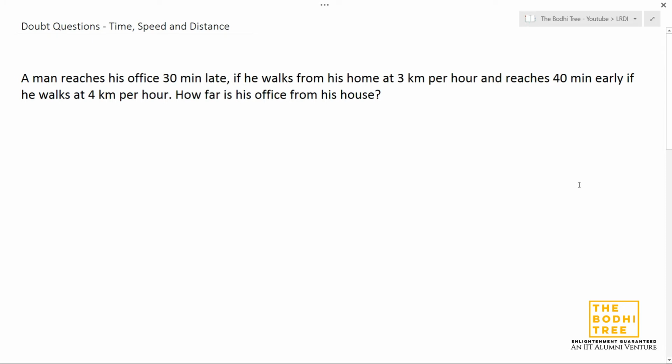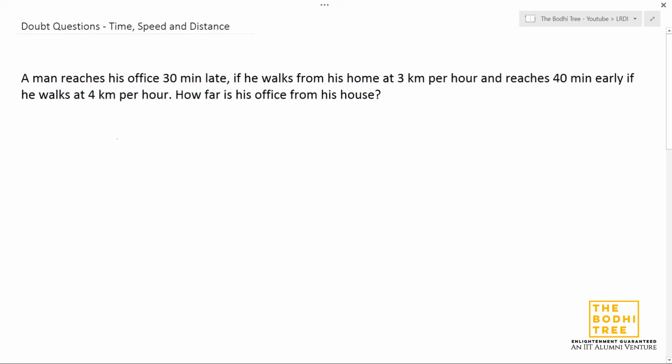Today we will discuss time, speed and distance. Again, one of the most popular topics and also an easy topic, but we do get questions from this topic a lot in different competitive exams, right? So let's look at the first question.